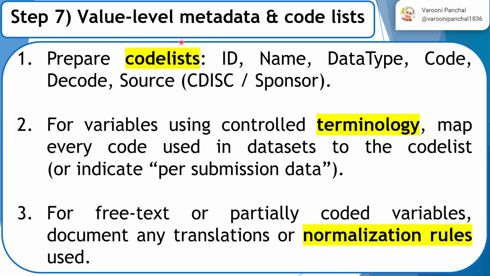Step 7. Value level metadata and code list. Prepare code list: ID, name, data type, code, decode, source, CDISC, sponsor. For variables using controlled terminology, map every code used in datasets to the code list or indicate per submission data. For free text or partially coded variables, document any translations or normalization rules used.